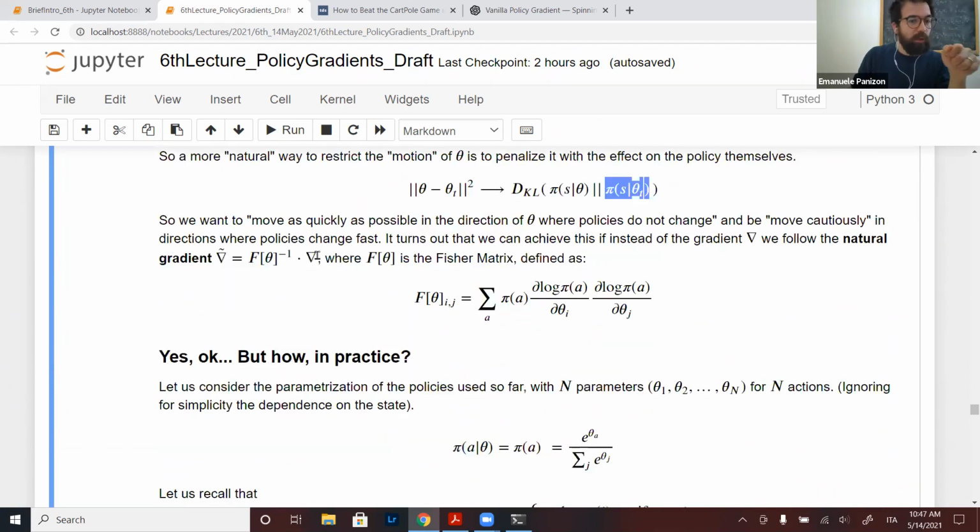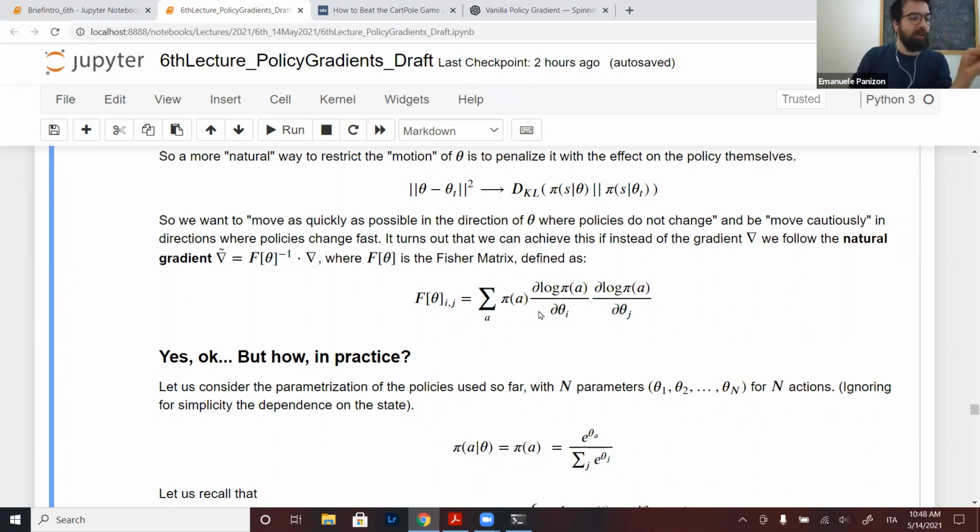Okay, doing this change here shifts our focus of the penalization from "I don't want my parameters to be too far" to "I don't want my policies to be changed too much." This is the idea without the mathematical detail. The mathematical detail is that once I have a policy, the Fisher matrix associated to the policy is such.